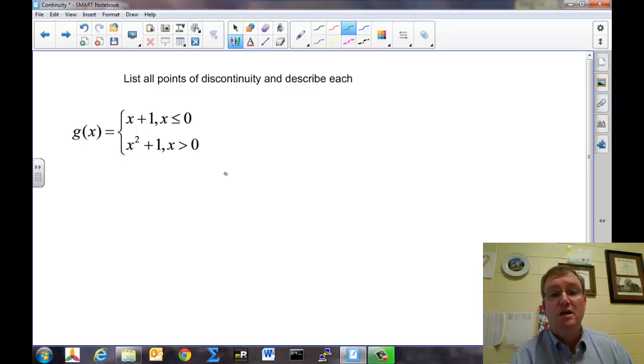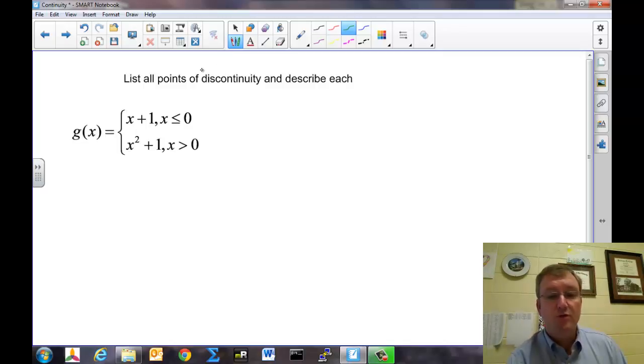List all points of discontinuity and describe each. As we learned in the last problem, when we talk about discontinuity, it's very much related to domain. So we need to think about the domain of this function. What is the domain of this function?